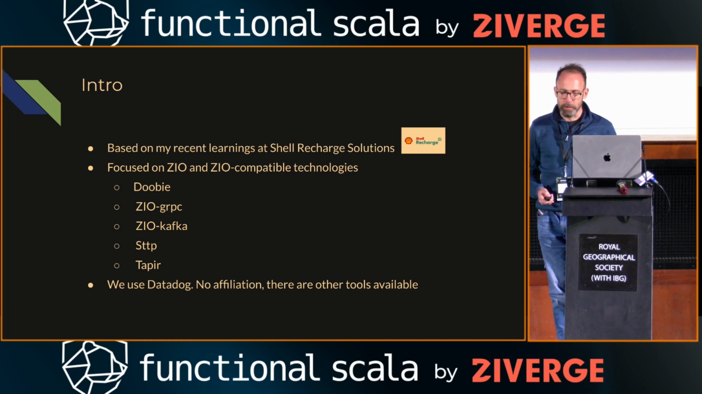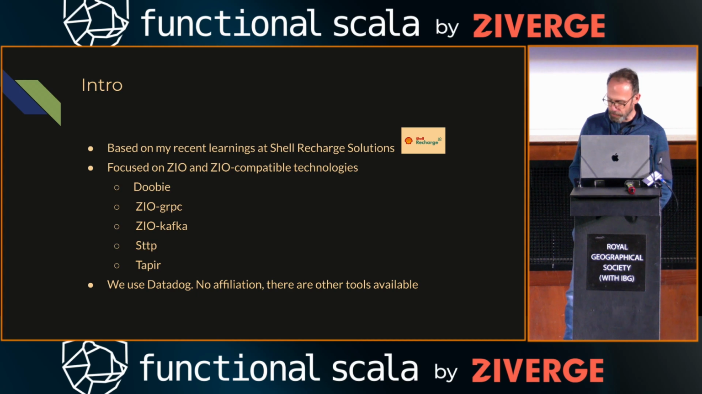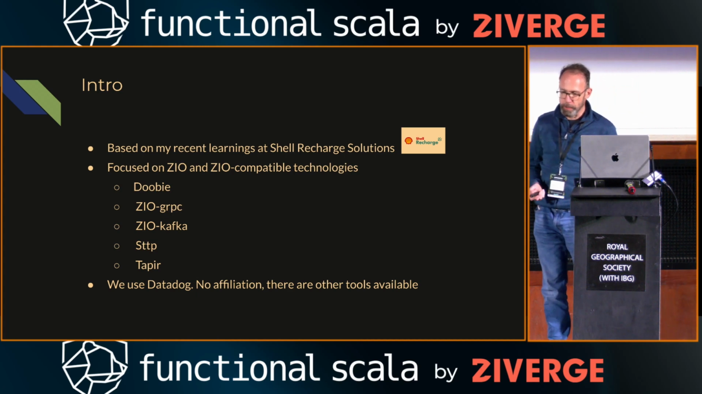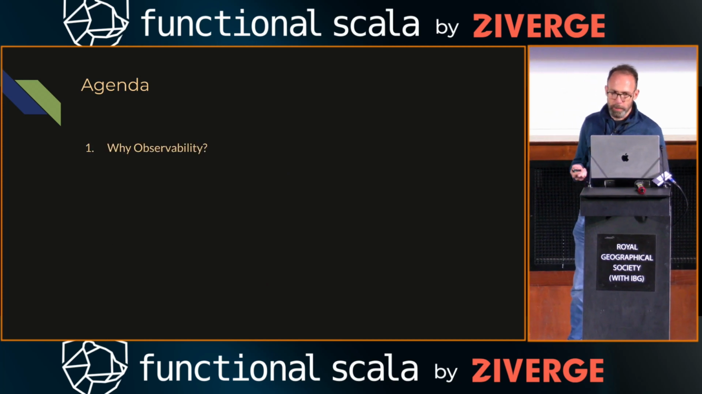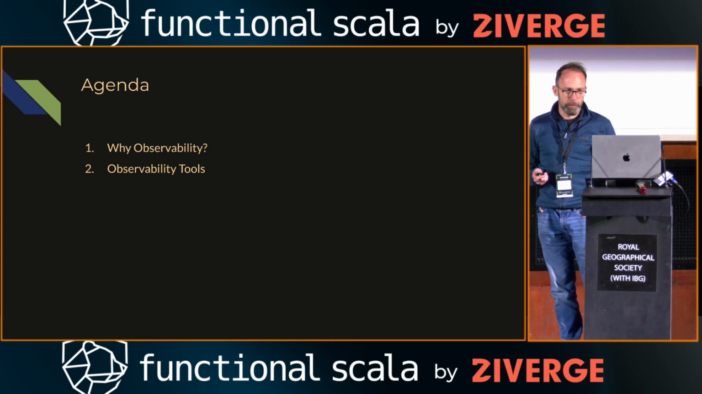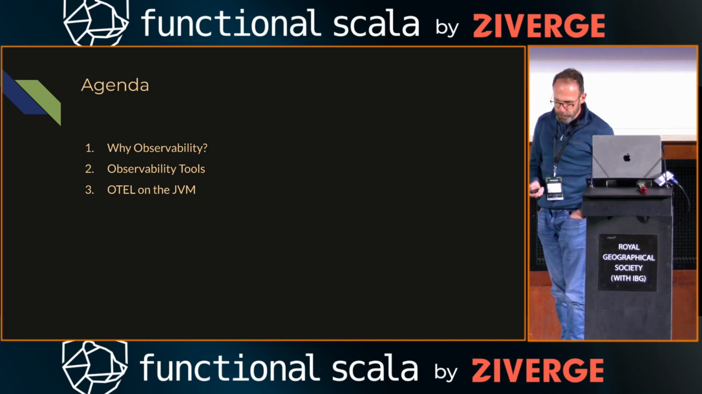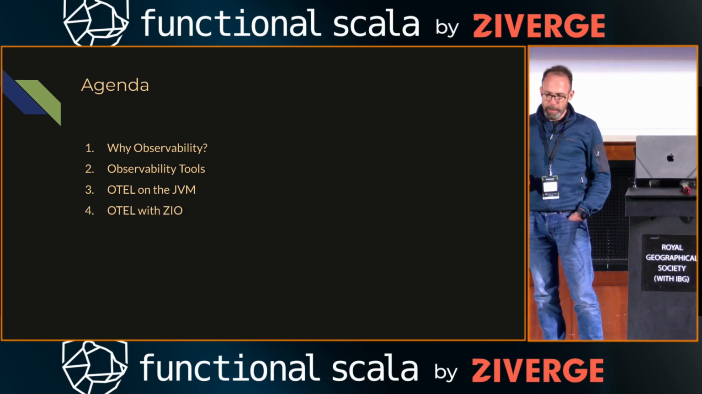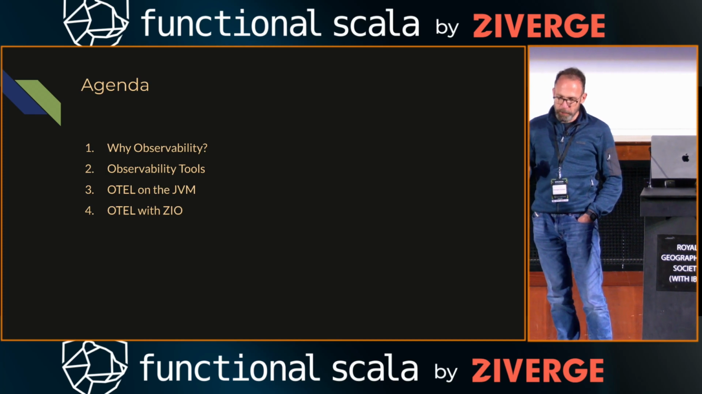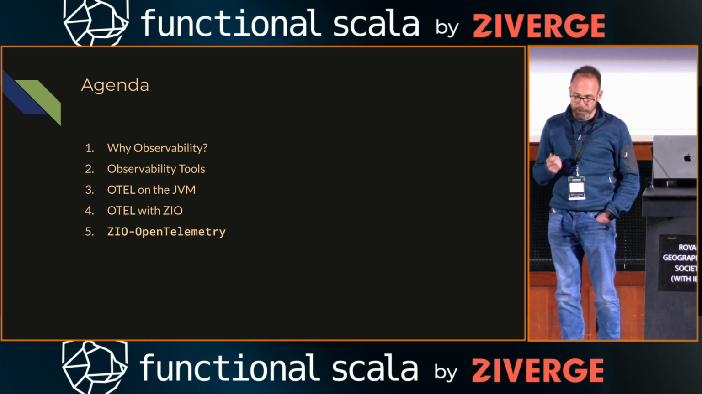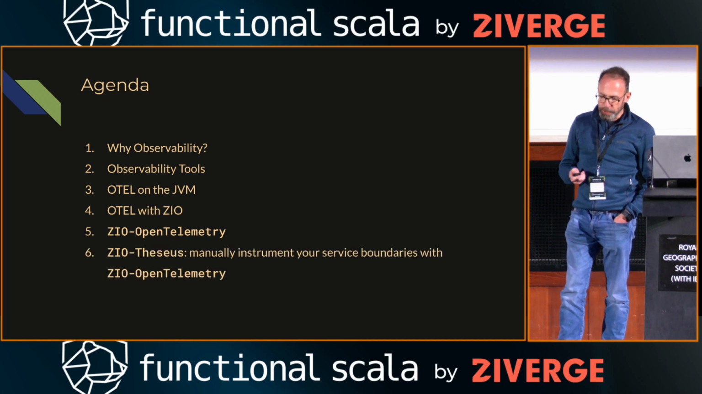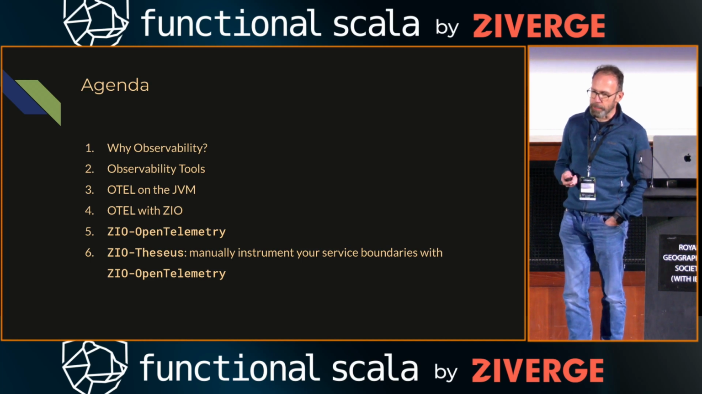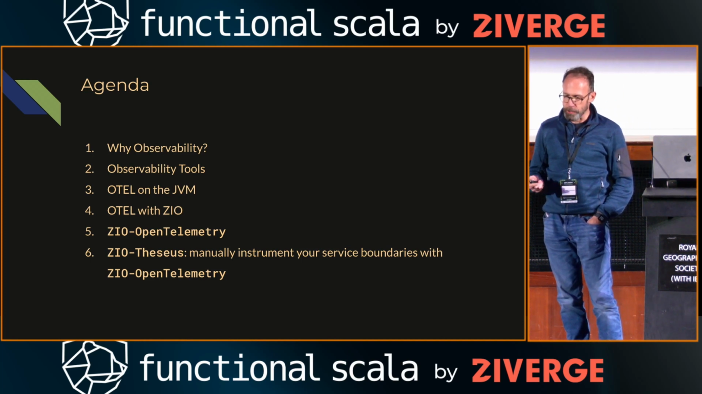I have no affiliation with Datadog, I'm just familiar with the tool, and it was easy for me to produce examples using it. So we will go through the notion of observability. I'll show you what observability tools we have available out there. You'll see how to use OpenTelemetry on the JVM, and how to use OpenTelemetry with ZIO. We will have a look then at ZIO-Telemetry. And I'll show you what I'm working on, which is a library called Theseus to manually instrument your service boundaries using ZIO-Telemetry.